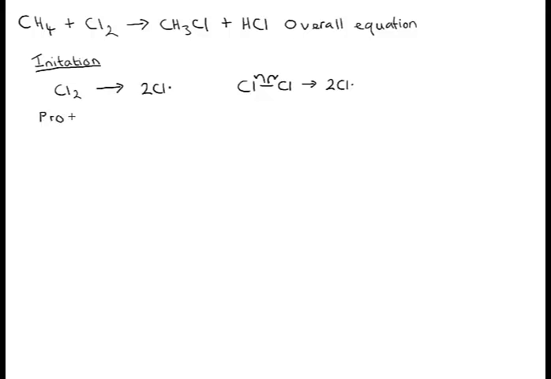Once you form these chlorine free radicals, they will react. And the next step is propagation. Propagation means to continue. So you will take the chlorine free radical and it will react with the methane. And it will literally remove a hydrogen from the methane. So you will form hydrogen chloride and you will form a methyl free radical.